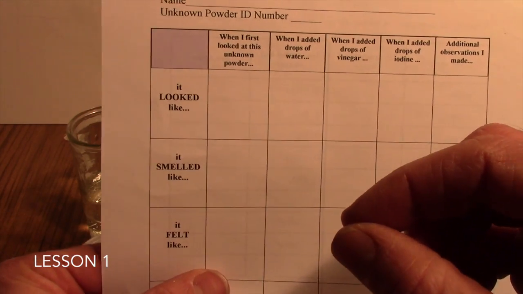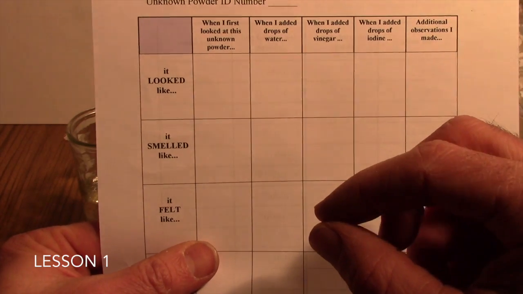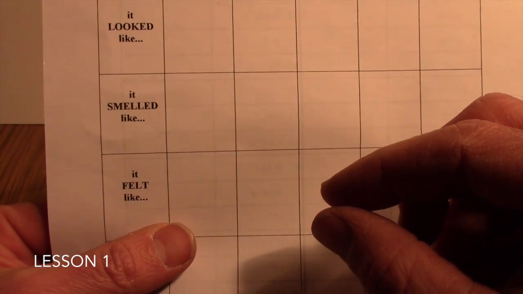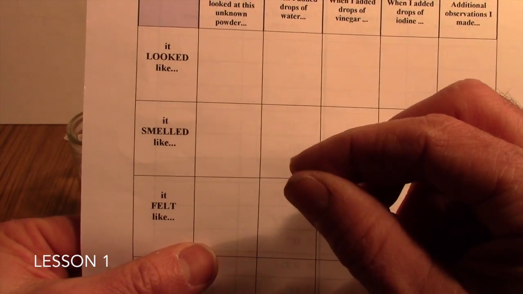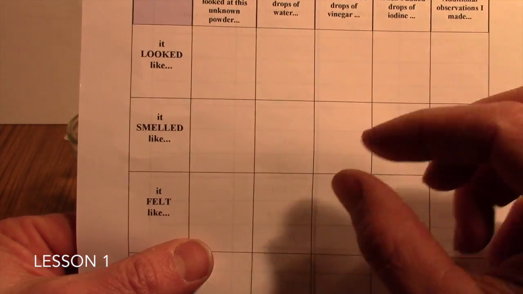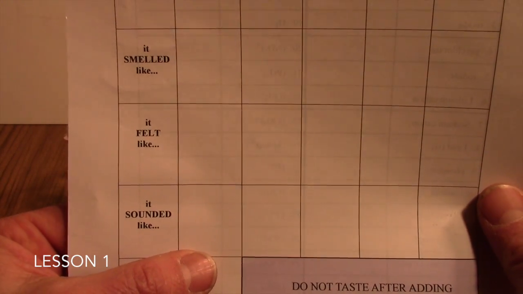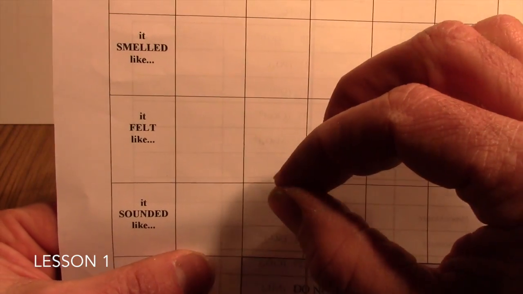And you're wanting them to, the observations that they make, you don't want them to say, well, it feels like sugar, because that's already making a hypothesis. You want them to say, well, it feels gritty, or it feels grainy, or like in the case of cornstarch, it feels very smooth and soft. Then it sounded like, if you put some between your fingers or it's on the spoon, they stir it. If it makes any sort of sound, they need to record those observations. One thing about cornstarch is that actually if you take and put some between your fingers, it can make a little squeaky sound.